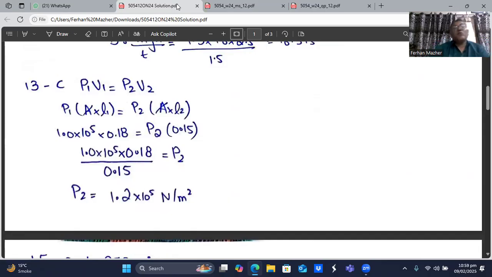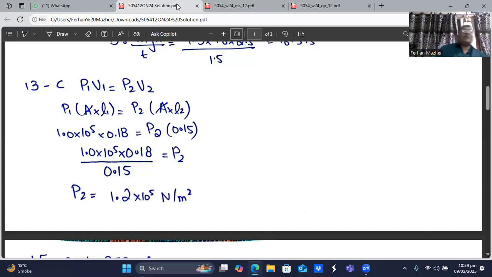So here we have P1 V1 equals P2 V2. In the place of V1, I will write cross-sectional area multiplied by length 1, and P2 V2 becomes P2 times cross-sectional area multiplied by length 2. Because in both situations the cross-sectional area is the same, from both sides I will cancel A.